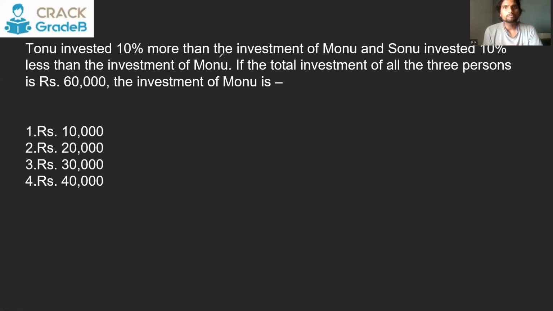Tonu invested 10% more than Monu and Sonu invested 10% less than Monu. So there are 3 persons, Tonu, Monu, and Sonu. If Monu invested, let's say 100 rupees, Tonu is 10% more than him. So Tonu will be 110 rupees. And Sonu is 10% less than Monu, that is 90 rupees. So they are going to divide their profit in this ratio, 11:10:9.